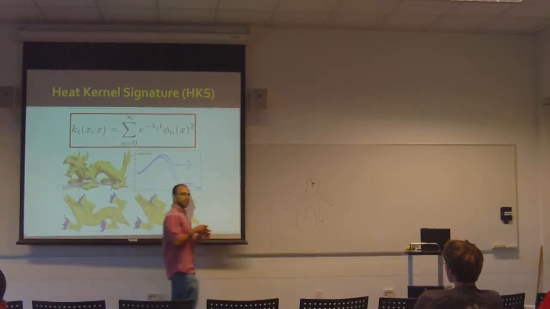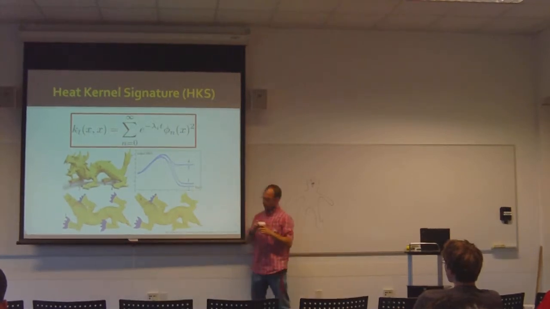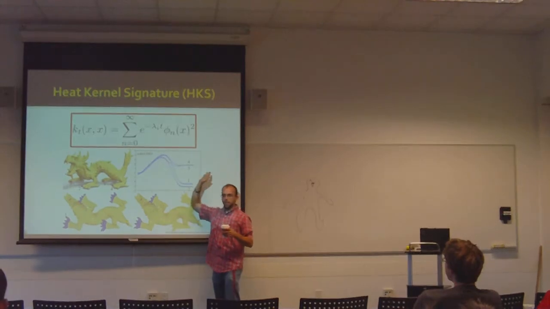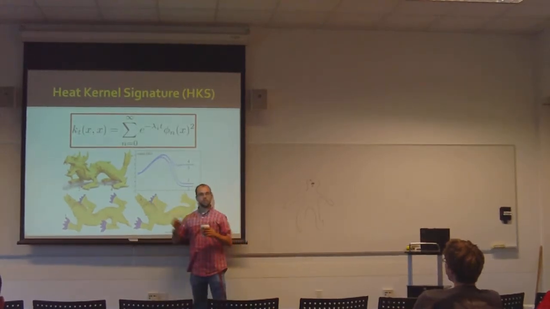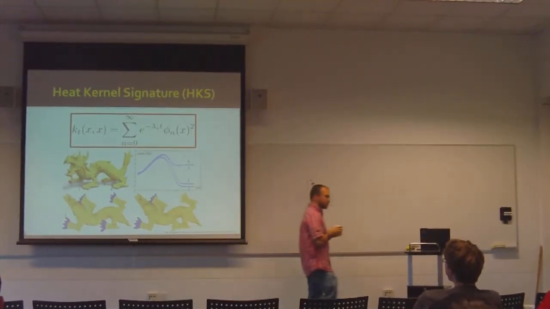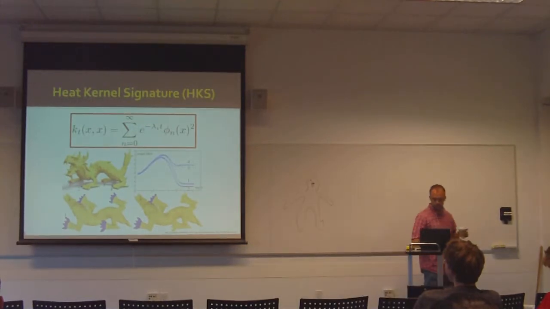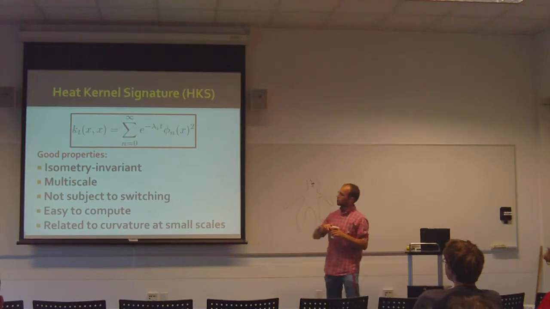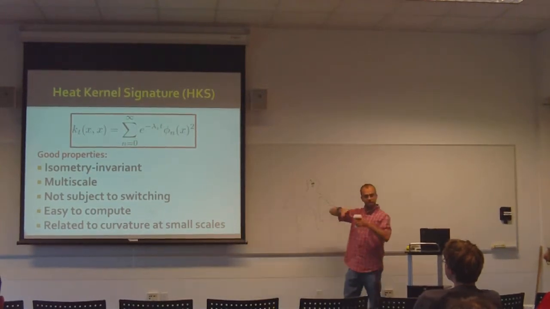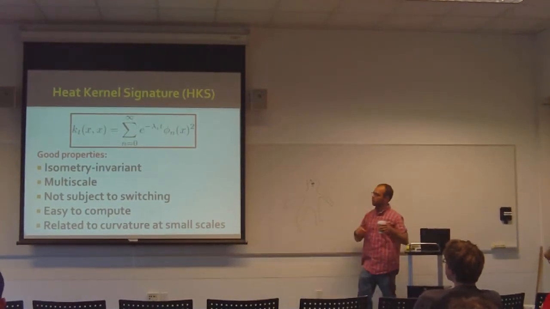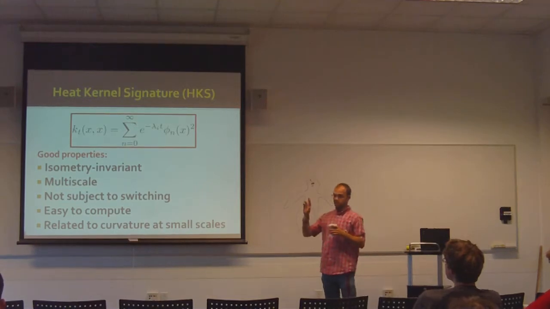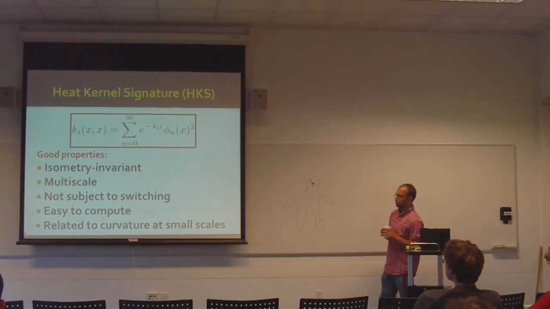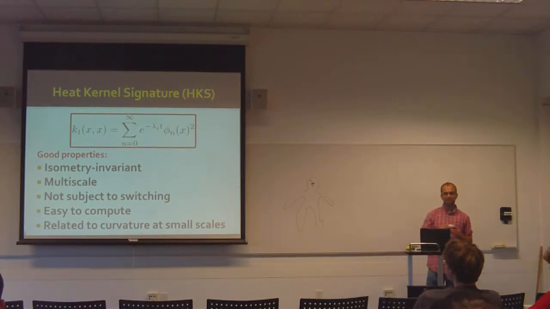So the heat kernel signature has this nice multiscale property, right? At very small scales, it just measures the curvature of the surface. At very large scales, it measures global interactions between points and so on. And in fact, many of the things that we already showed for the GPS are also true for the HKS. It's isometry invariant, now it's multiscale. This diffusion time has to do with what neighborhood you're interested in. It's not subject to this switching anymore, because we haven't used the eigenfunctions directly. It's very easy to compute. And it's related to curvature. Life is good.